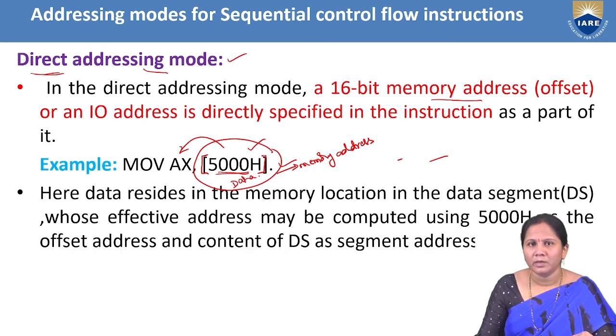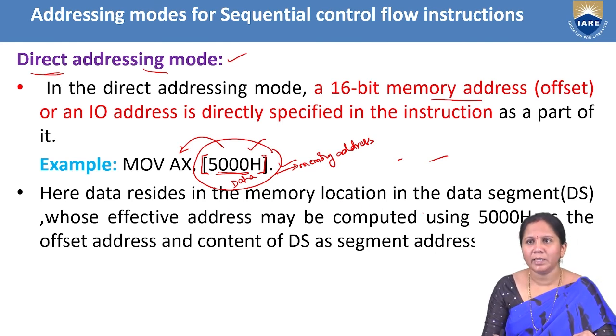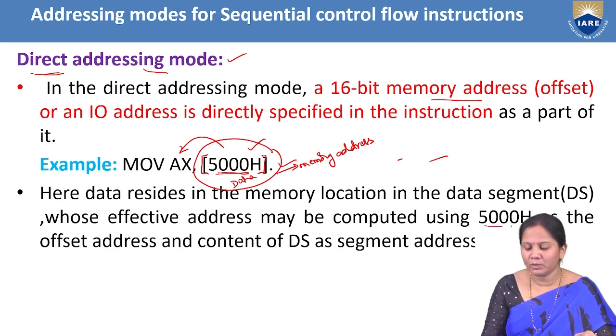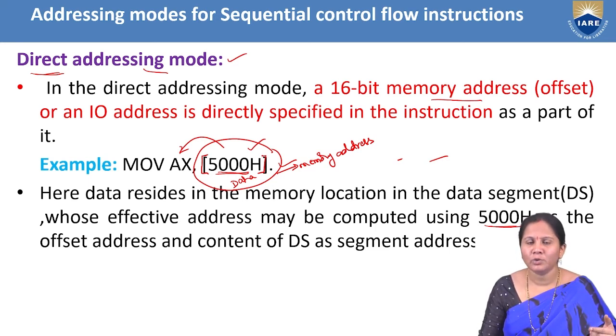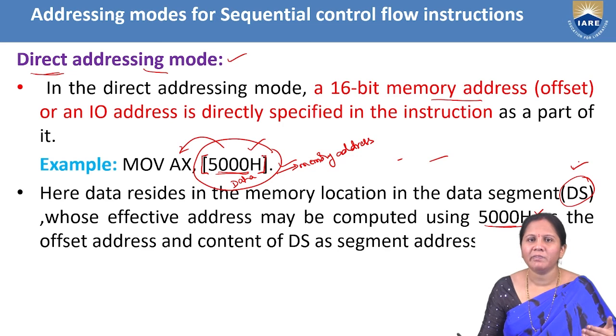Now, here we have seen the data that is going to reside in the memory location in the data segment, whose effective address may be computed by using 5000H. So this 5000H is the offset address. While calculating the effective address, you have to consider the segment address also. So in this direct addressing mode, you have to consider the type of the segment as data segment. So considering this offset address and segment address, the effective address, the physical address, will be calculated.